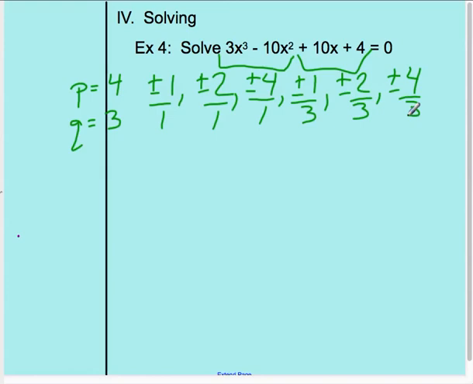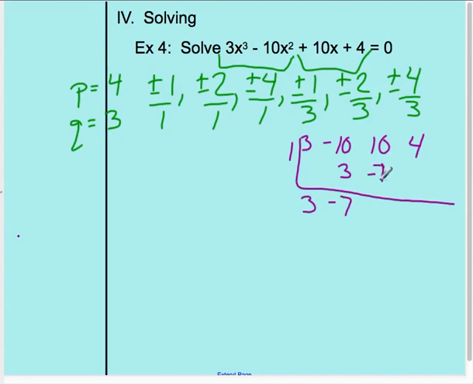When I am checking for roots of a function, I don't immediately jump to those fractions. They're just not as fun to work with. My hope is always that 1 or negative 1 will work. So those are always the ones that I check first. Start by setting up the coefficients. We're not missing any, so we don't need any zeros. Drop the 3 times 1, add times 1, add times 1, and I'm not getting a remainder of 0 on this one. So negative 1 doesn't work.